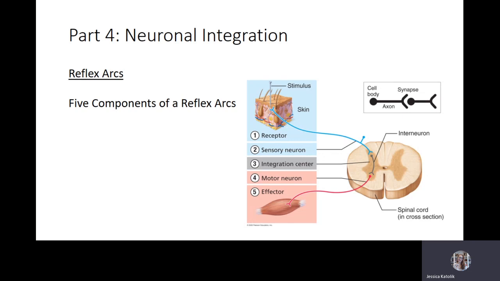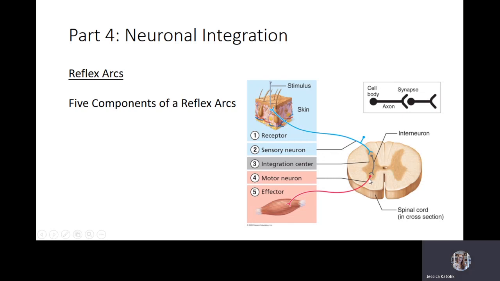Here, the neurons are going to be synapsing and processing information. And in this situation, we're using an interneuron to connect the sensory neuron and the motor neuron. This way, the sensory neuron can bring the information from the environment, and then the interneuron can tell the motor neuron how to respond. Note that interneurons are not always present in a reflex arc. We'll talk about that more when we talk about monosynaptic versus polysynaptic reflexes.